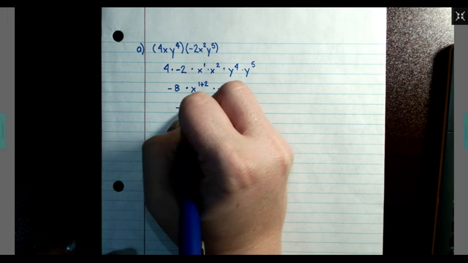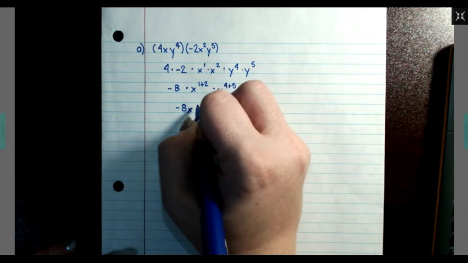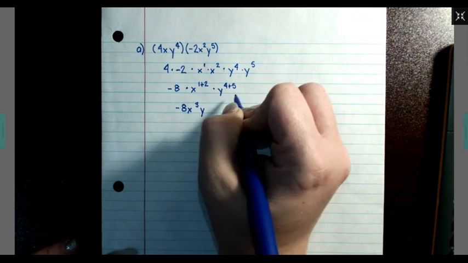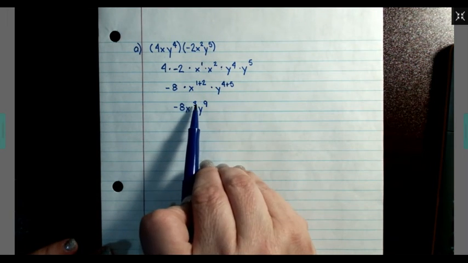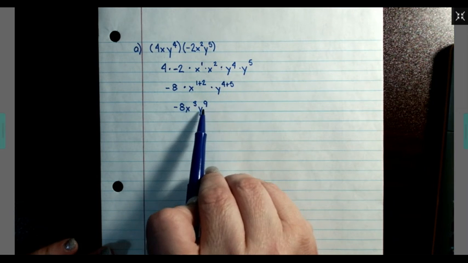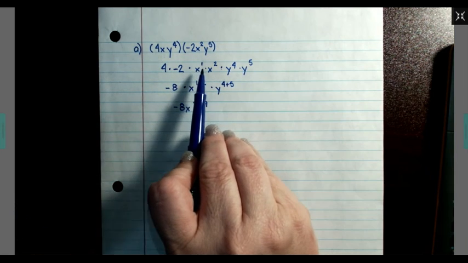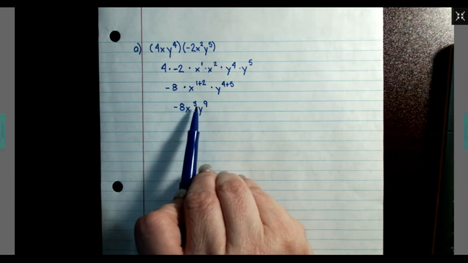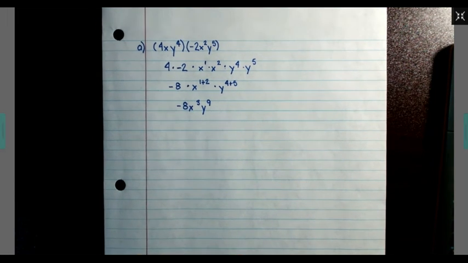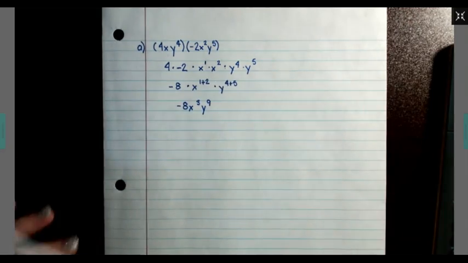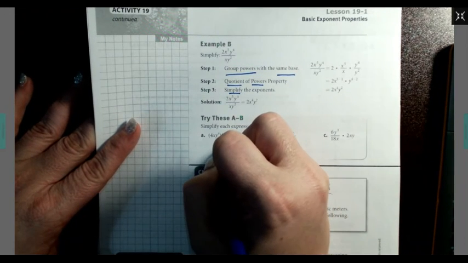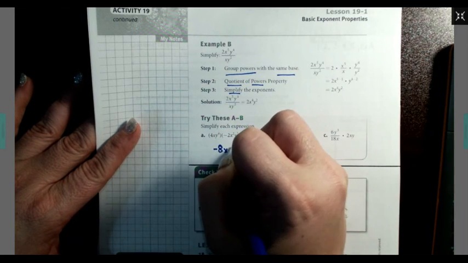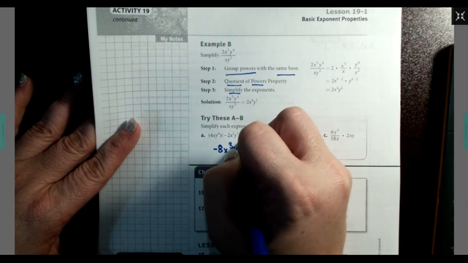I got negative 8 x to the 3rd, y to the 9th power, because 1 plus 2 is 3, 4 plus 5 is 9. Please remember to write this 1, otherwise you would have written down x squared here, and that would have been the wrong answer. So definitely make sure that you put your exponent there. If there's no exponent, it's an imaginary 1. Negative 8 x cubed y to the 9th.